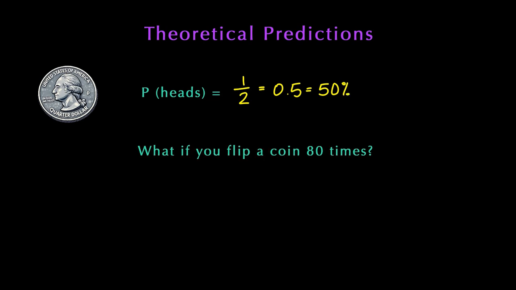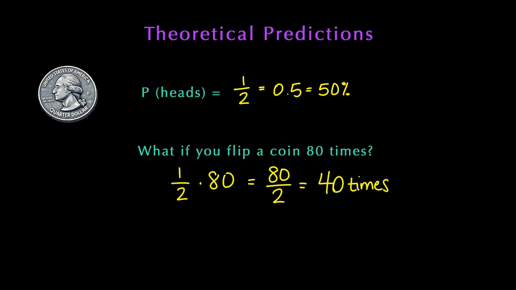We're going to start with theoretical predictions. The probability when I flip a coin of landing on heads is 1 out of 2, because I have 1 heads on a coin with 2 sides. That's 5/10, which equals 50%. What would be your theoretical prediction if you flipped a coin 80 times on how many times you should land on heads? I take my 1/2, my chances of landing on heads, times 80. That's 80 divided by 2, which gives me 40 times.